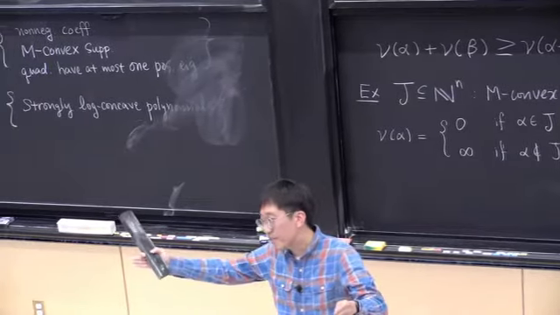But once we accept them as a valid field to play with, we see that M-convex functions naturally come into play. So for example, these properties are equivalent for any function nu from Z to the n to the reals union infinity. And the first statement is that nu is M-convex.